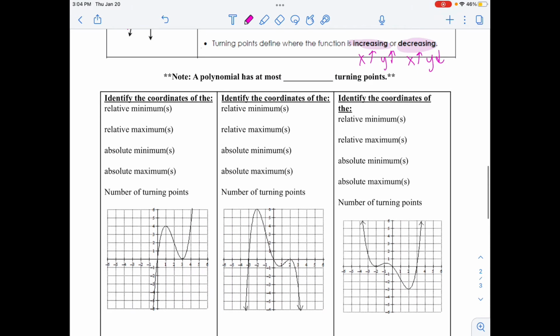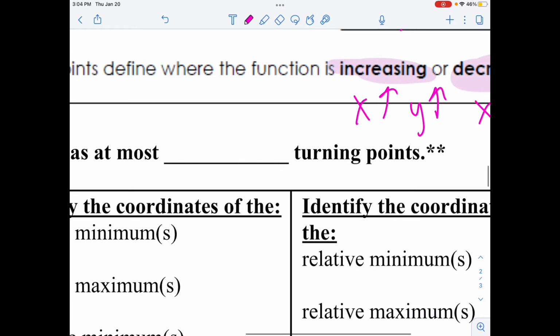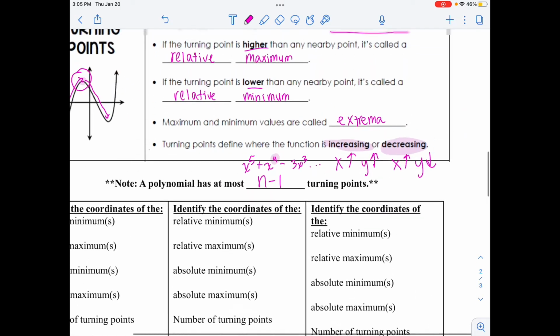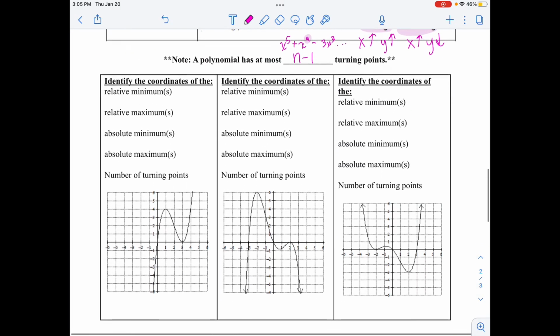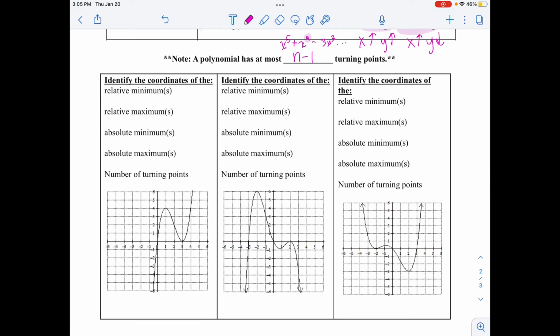One of the biggest things that we're going to learn about turning points is that a polynomial can have only n minus 1 turning points. Now, what is n? n is the degree of your function. So x to the n is going to be the biggest degree. Let's just say I had x to the 5th plus x to the 4th minus 3x cubed, and all this other stuff. The most turning points that this graph can have is 4 because it's 1 less than the highest degree, and the highest degree is 5. So as you practice, you'll start to figure that out and learn that, and MathXL might ask you about that as well.